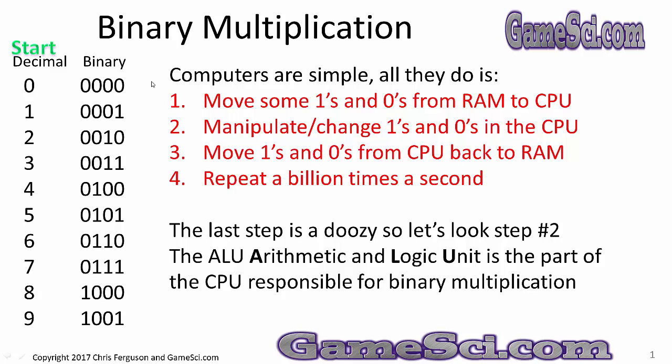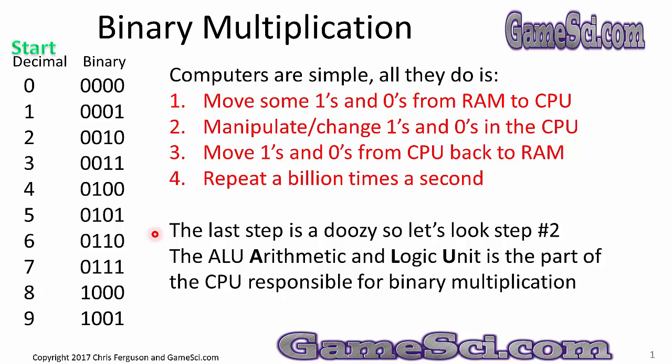Time for some binary multiplication. Computers are quite simple. All they do is move some ones and zeros from RAM to CPU, manipulate and change ones and zeros in the CPU, and move ones and zeros from the CPU back to RAM. Repeat this a billion times a second.